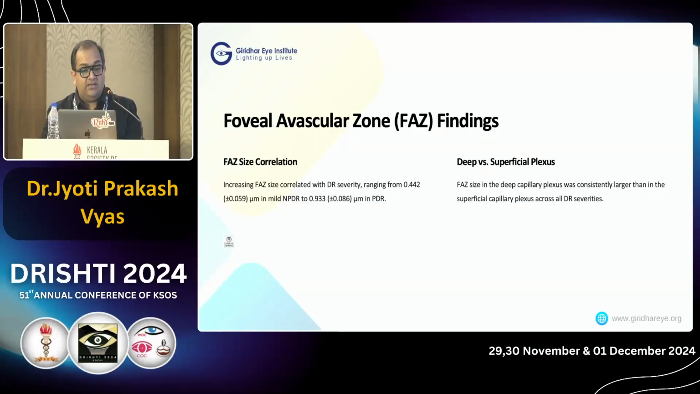So they found that the correlation of FAZ was there, which increased with the severity from mild to PDR. So the size of the FAZ increased significantly as the disease progressed, and in all the stages of the disease as compared to a normal individual, the FAZ size in the DCP, that's the deep capillary plexus, was consistently larger across all the stages of the disease.